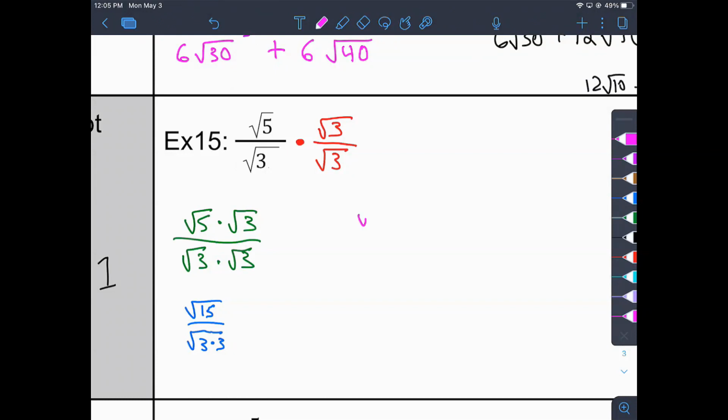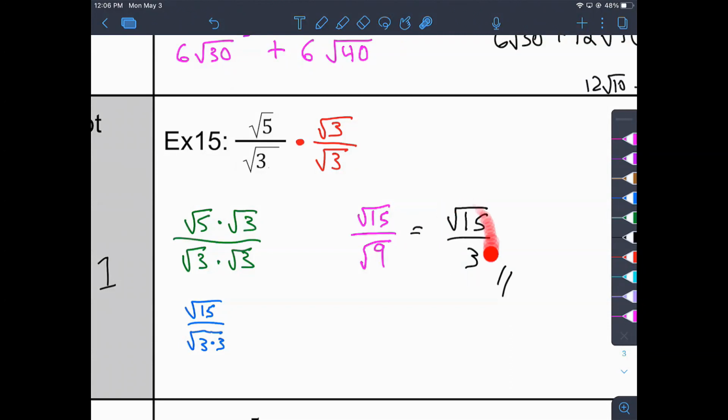So I end up with root 15 over root 9. And you'd say, oh, well, the square root of 9 is 3. So final answer, root 15 over a whole number of 3. And look at that. I have no longer a root in the denominator. By the way, 15 will not reduce any further because 5 and 3 are both prime numbers, and they're not the same prime number.